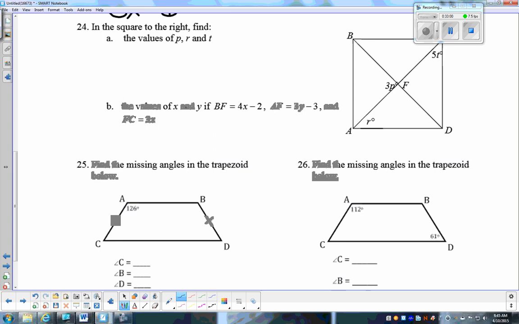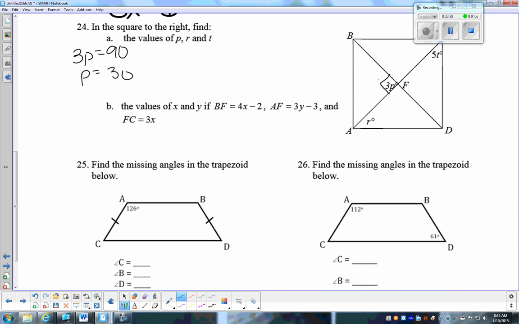Going to squares. Number 24, measure of angle P. Well, I know since it's a square, it has all the properties of parallelograms, rectangles, and rhombi. So that means that P3P is going to equal 90 degrees. So P is 30.